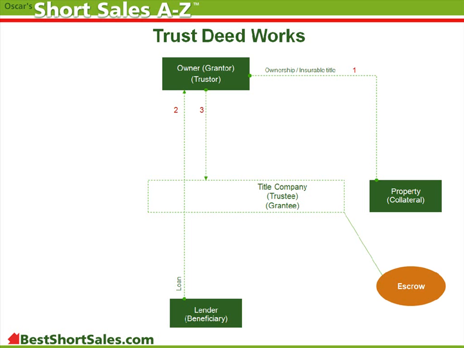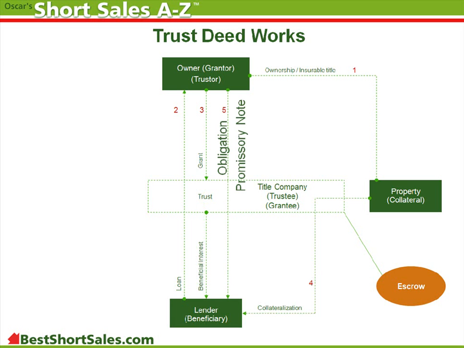In this trust, the trustor will grant the property in trust to the trustee with power of sale. The trust is to the benefit of the lender. Thus, the lender is the beneficiary of the trust. This is called beneficial interest. It is at this point that the property becomes collateral through trust deed. The obligation to pay will be documented in a promissory note. Title insurance will be issued by a title company.